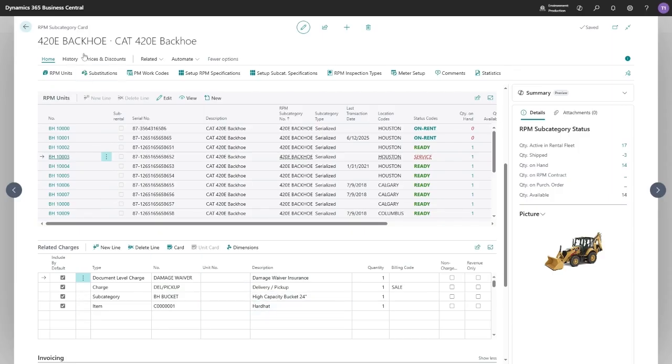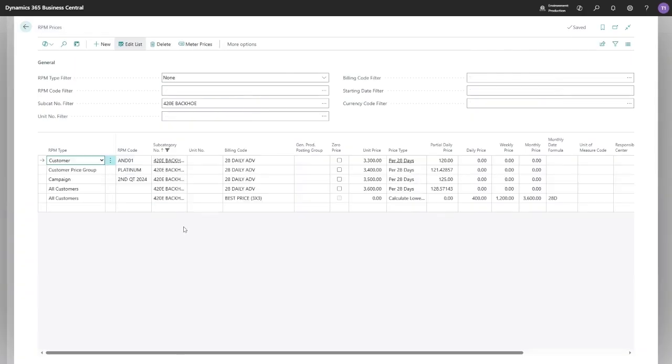And then lastly, at the top, I wanted to talk briefly about the pricing. So as I mentioned, everything starts with the subcategory. If you're going to quote somebody, you would quote a 420E backhoe subcategory in our example, and this will grab the pricing from this table for that subcategory.